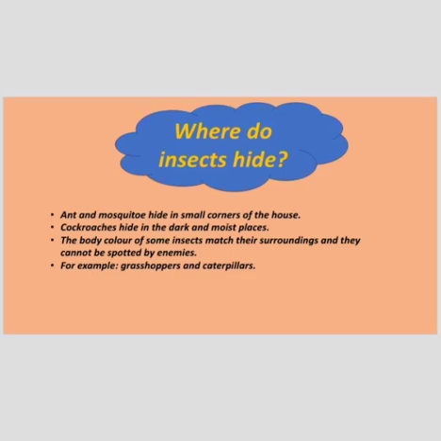Now, where do insects hide? Ant and mosquitoes hide in a small corner of the house. Cockroach hide in dark and moist places. The body color of some insects, like grasshopper and caterpillars, matches their surroundings and they cannot be spotted by enemies.